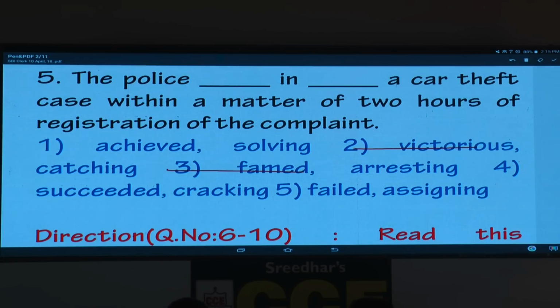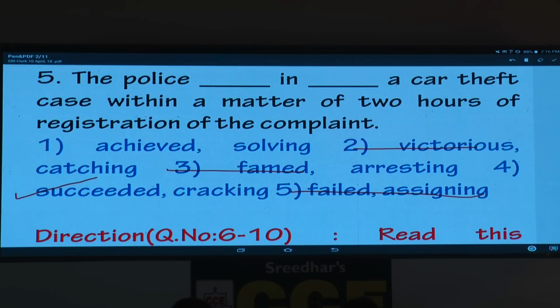What is it? The police failed in assigning a car. Why will the police assign a car theft? This is not correct. Failed is okay, but in assigning, that is not correct. So what does it mean? The answer is the fourth option. The police succeeded in cracking a case. In cracking, what is a case? A car theft case within a matter of 2 hours of registration of the complaint. That means they're very efficient.